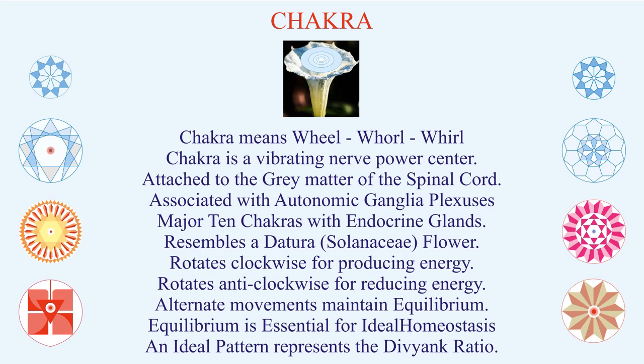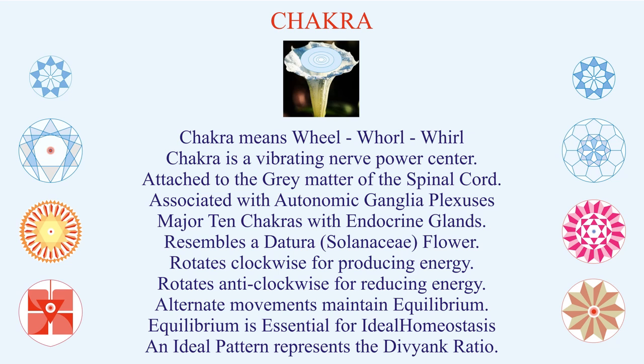Chakra means wheel, whirl, or something which twines around. Chakra is a vibrating nerve power center. It's attached to the grey matter of the spinal cord, number one. It is associated with the autonomic nervous system, ganglia as well as plexuses. It is also associated with one of the 10 chakras which are associated with endocrine glands.